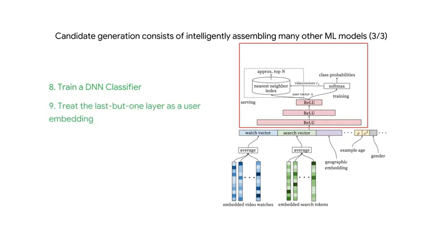But there are two other considerations. There's also a benefit to finding the closest users and generating those candidates as well. This is the way that viral videos are created, videos that a lot of people like us are watching. Therefore, we can treat the last but one layer, or the layer right before the softmax, as a user embedding.